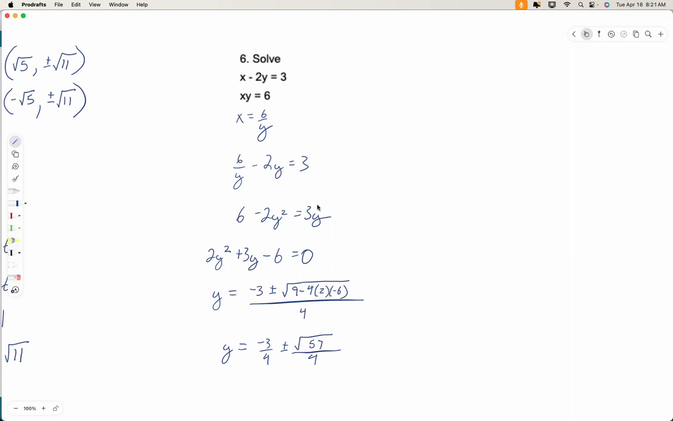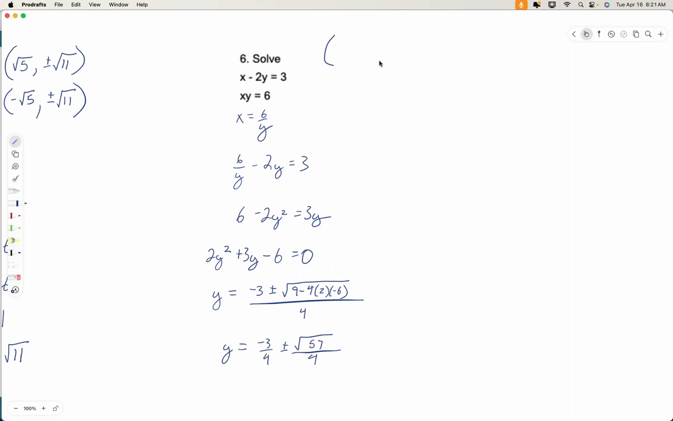So now we'll use this linear equation here to solve for x by substituting in the values of y. So when y is the positive, let's look for the positive, negative 3 over 4 plus square root of 57 over 4. And I put that in the x location. Of course I did. Let's redo that.